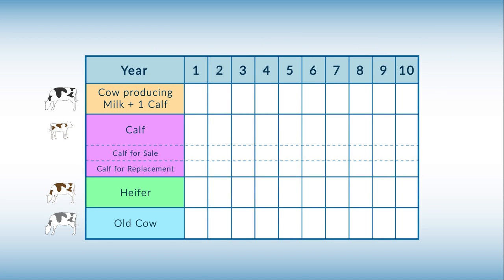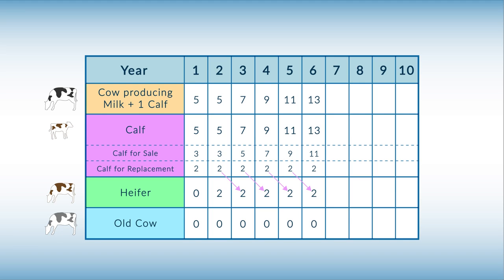In the first year, 5 cows, each producing milk and a calf, 5 calves, 0 heifers, and 0 old cows. In the second year, the calves born in the previous year graduate to the heifer block. Thus, we have the following: 5 milking cows, 5 calves, 2 heifers, as the other calves have been sold off farm, and 0 old cows. In years 3 to 6, this pattern continues, with 2 calves being retained each year as heifers and 2 new adult cows entering the herd from the heifer block.